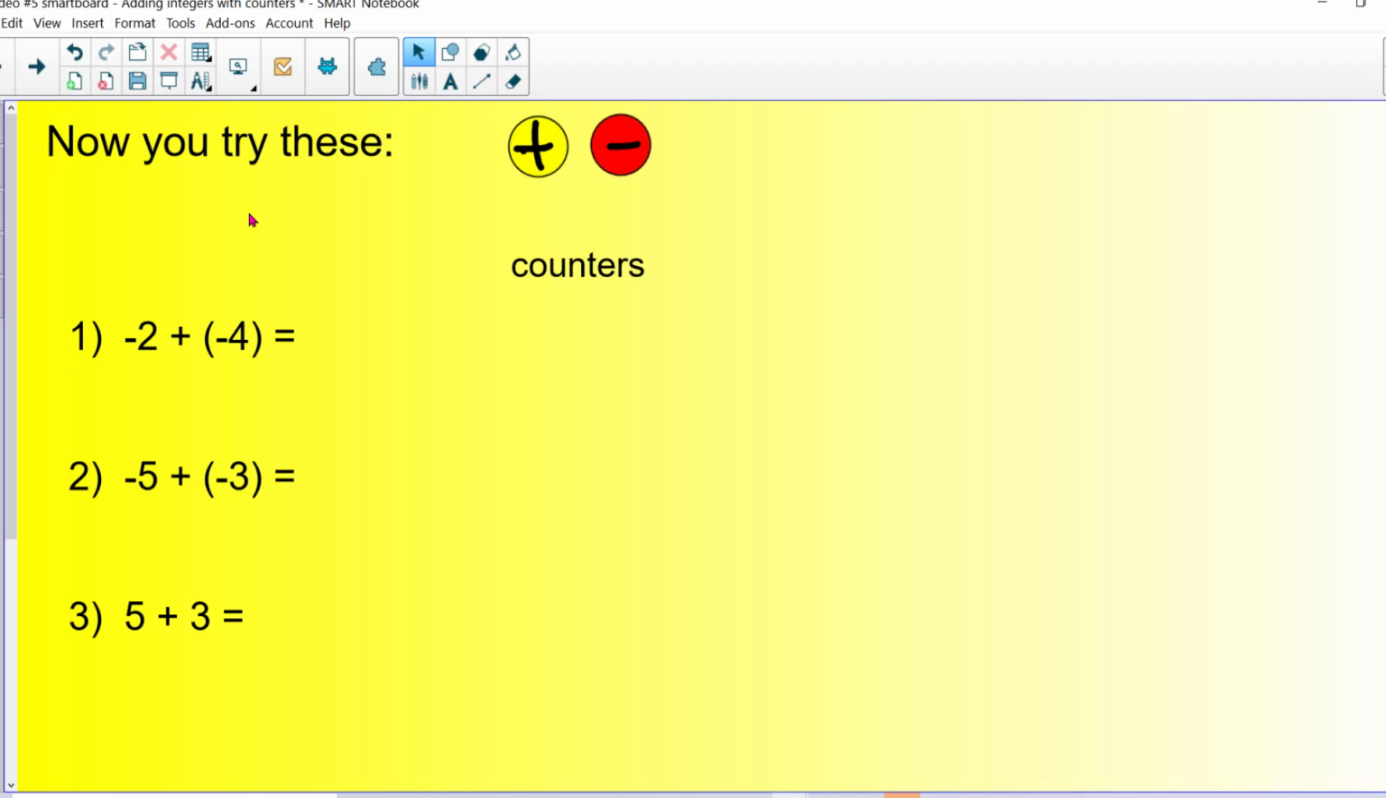Now I want you to try these. The video's not over. I know we usually have the you try problems at the end and then we're done. This is just the first part. So yes, you are going to pause the video and I want you to do all 3. Make sure you are drawing the counters on your notes and then figuring out what the answer is. Then you're going to push play and then the quiz questions will pop up. But keep going all the way because we're not finished with the notes. So for right now, go ahead and press pause and do these 3 problems.